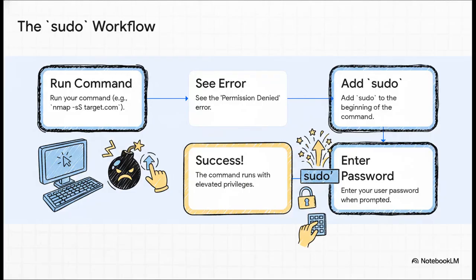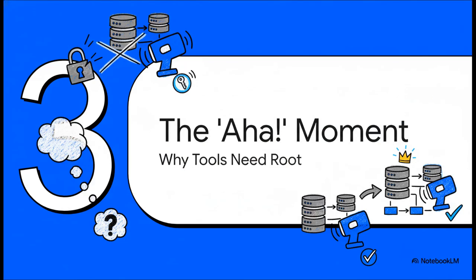So what does your new workflow look like? It's really this simple. You run your command, just like you did before, you see permission denied, and you don't panic. You just hit the up arrow on your keyboard to bring the last command back, move your cursor to the very beginning, and type sudo and a space. Hit enter, type in your own user password, not a special root password, and that's it. Success. The command runs.